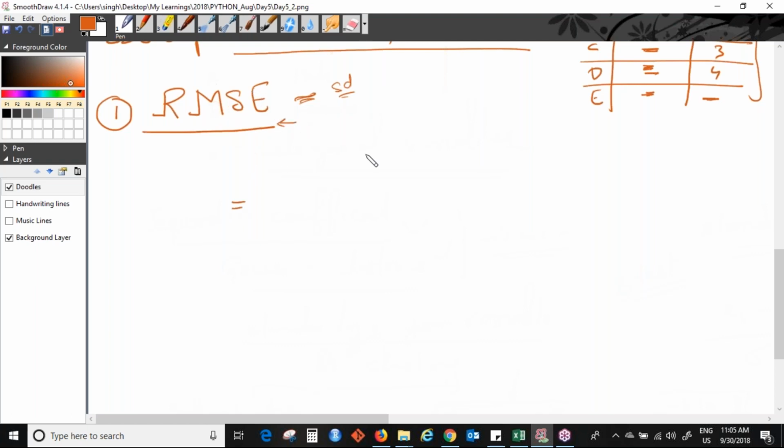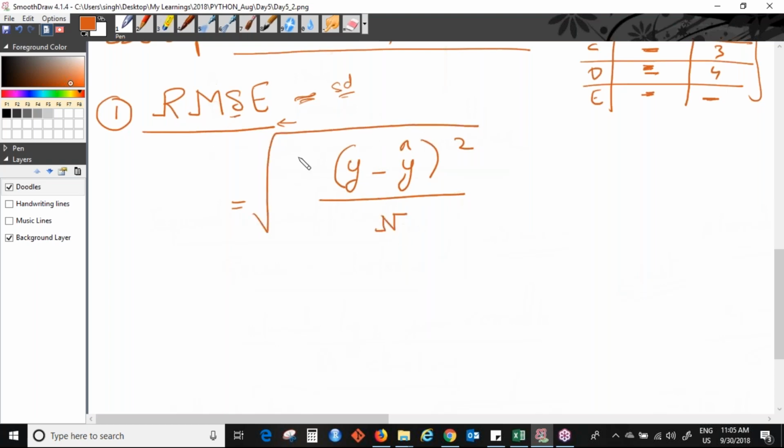So first we take the error. How do you take the error? You take y minus y hat, actual minus predicted. Then you square it. Then you take the mean of it, so you divide it by n, and then you take the square root of it. So this is how you find root mean squared error.